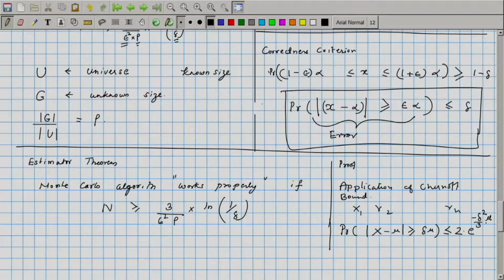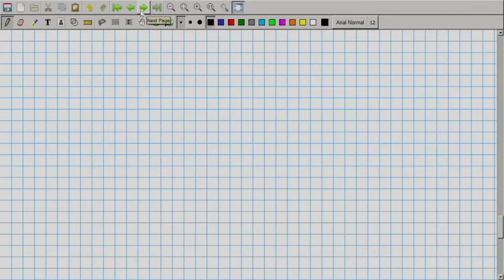Okay. So, basically the Chernoff bound says that for the sum of Poisson trials, the probability that it is greater than delta times its expectation is extremely small. So, we will just apply that to prove the estimator theorem. So, let us set up our random variables properly.